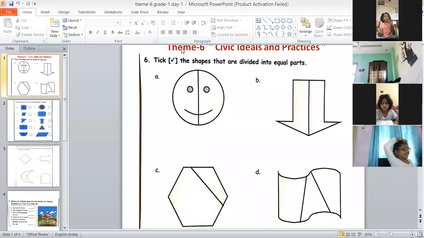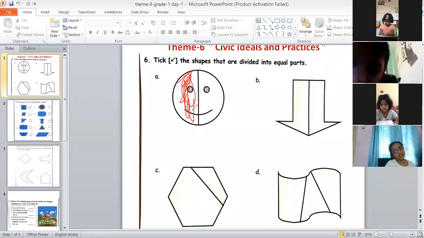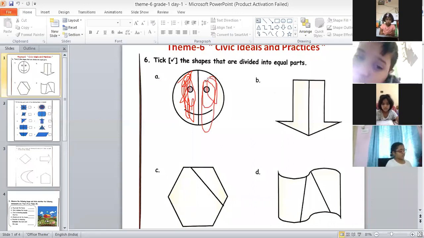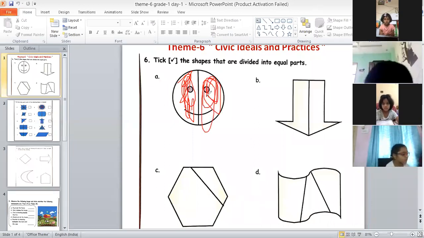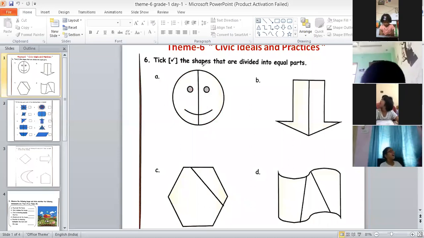See here, children, you can see this portion. No need to color it, okay? This portion and this portion, both are equal. So we will put our tick here because this is divided into equal parts. Is this clear? Yes, ma'am. So this shape is divided into equal parts. So we will put our tick on this smiley.